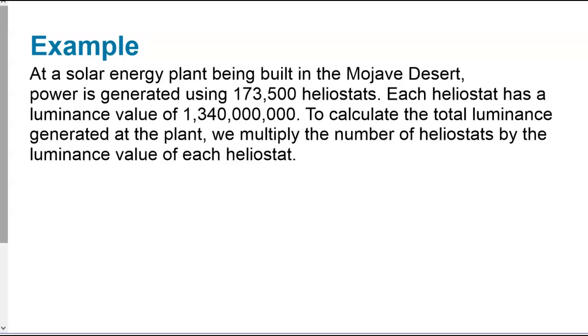It says that an energy plant generates 173,500 heliostats, and the heliostat has a value of 1,340,000 of luminescence. And so to calculate the total luminescence, we're going to multiply the heliostats by the luminescence. So we're going to multiply 173,500 times 1,340,000, which is big numbers. So let's go ahead and convert those into scientific notation so we don't blow our calculator up.